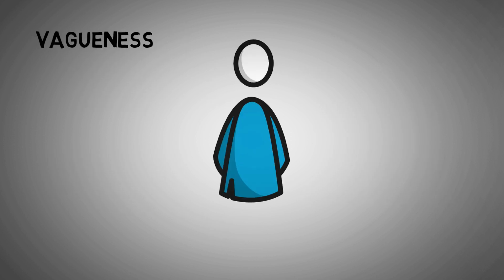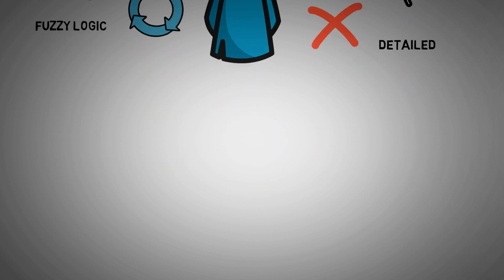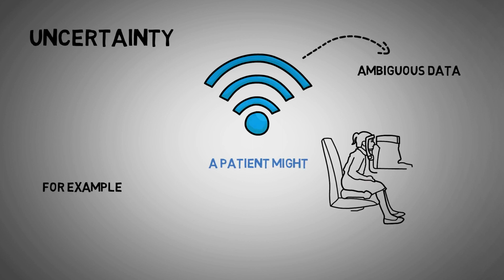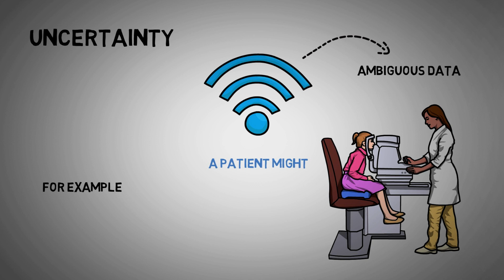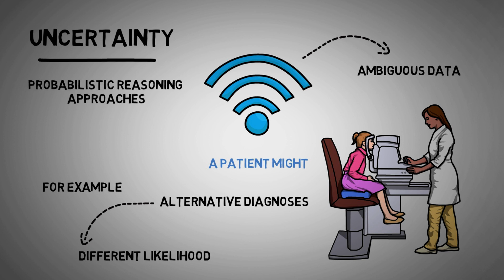Vagueness. User searches aren't always very detailed, and they can be fairly vague at times. To deal with ambiguity, fuzzy logic is used. Uncertainty. The internet deals with a lot of ambiguous data. A patient must, for example, appear with a collection of symptoms that correlate to a number of alternative diagnoses, each with a different likelihood. To deal with uncertainty, probabilistic reasoning approaches are commonly used.